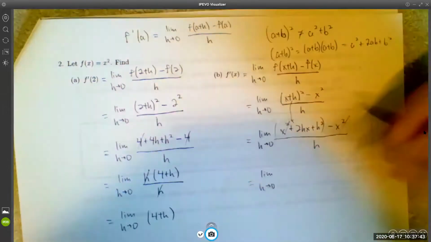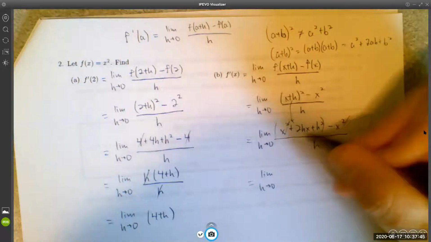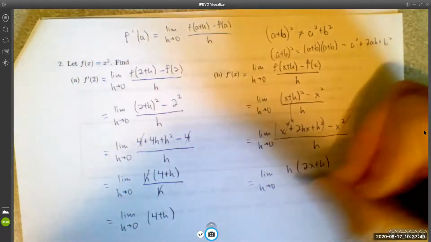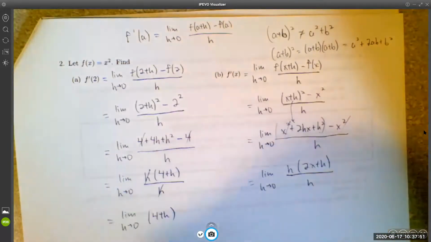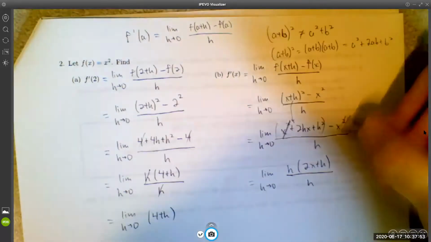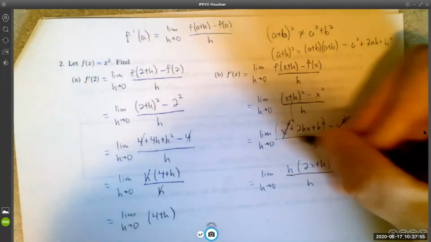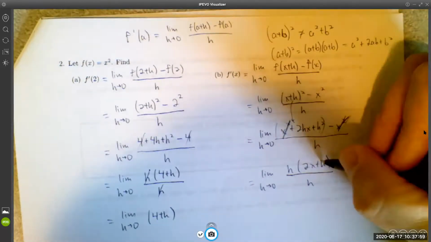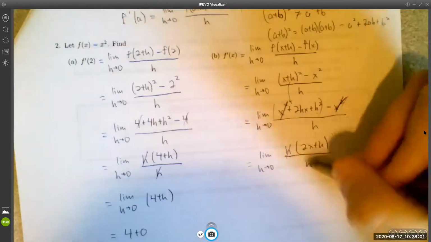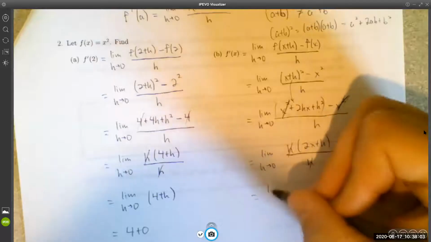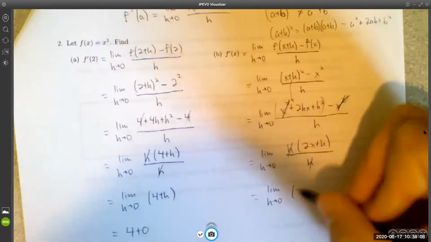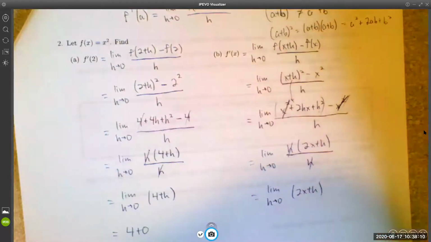The x squareds cancel, and I can factor out an h from what's left over. I get h times 2x plus h. Right? That's gone, and then from here I can factor out an h. If I factor out the h, I'm left with 2x plus h, right? And then the h's cancel. And that finally gets rid of that h in the denominator that was messing us up, right? So then we get 2x plus h.